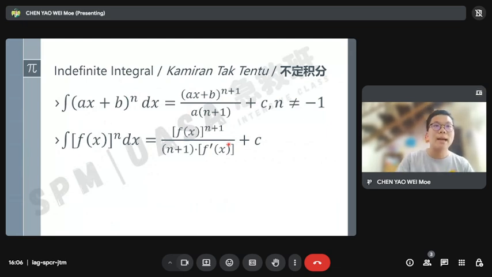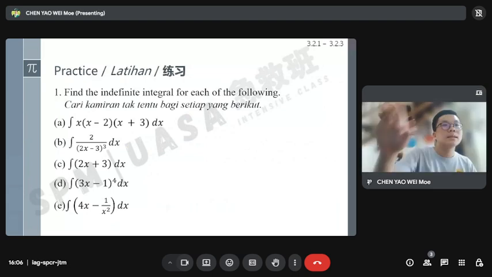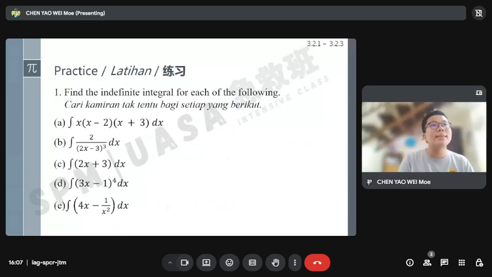But before that, I want you to do one question. Here is the question. We see the questions one by one. Cari gambaran tak tentu bagi setiap yang berikut.